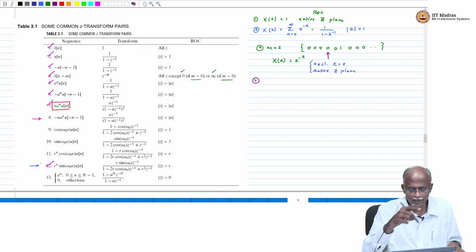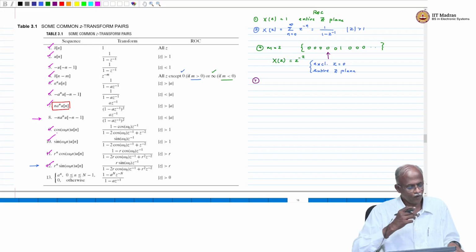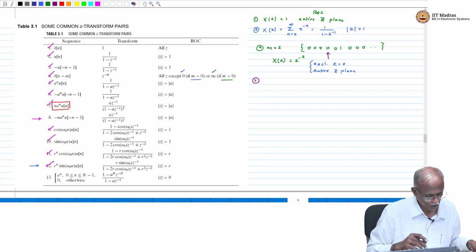Exactly the same method, you expand cosine omega naught n, you will get number 11. You set r equal to 1, you will get 9 and 10. I'm going to tick off all of these with one stroke.